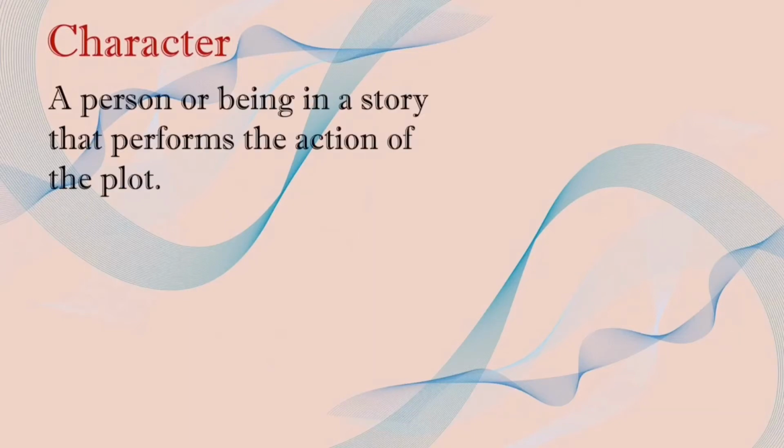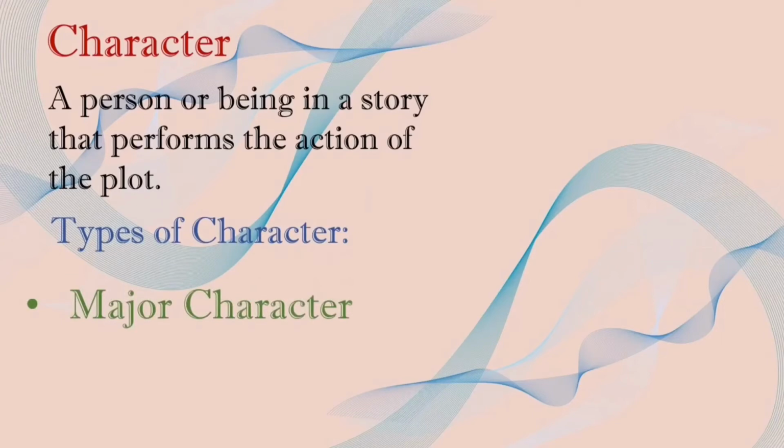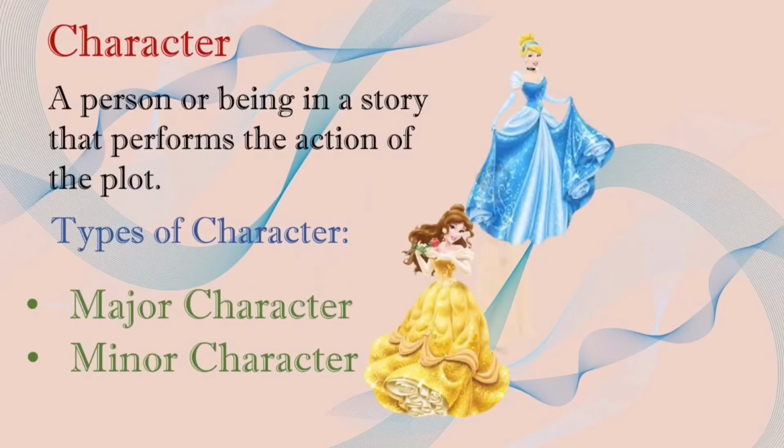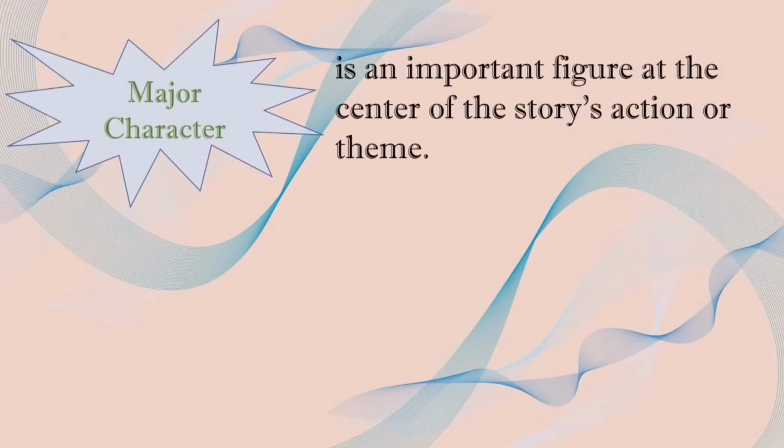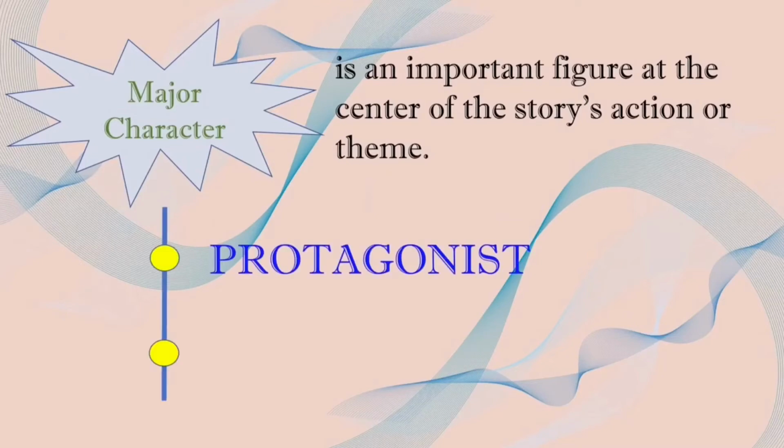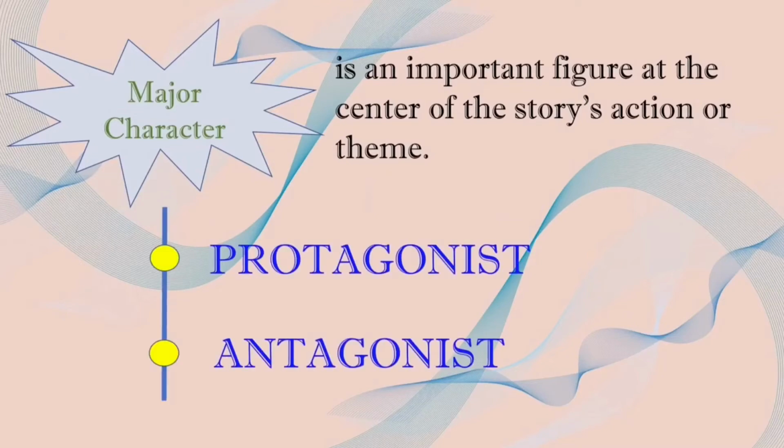Character: a person or being in a story that performs the action of the plot. Types of character: we have major character and the minor character. Here are the following examples. Major character is an important figure at the center of the story's action or theme. Categories are protagonist and antagonist.